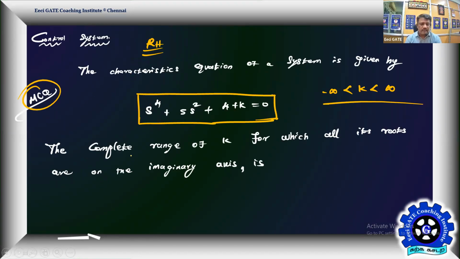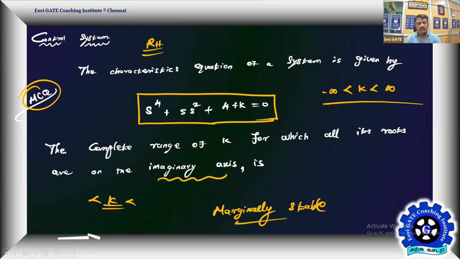What is that? The complete range of k for which all its roots are on the imaginary axis. That means the range of k has to make your system completely marginally stable. That's what it indirectly points to. Okay, so you might have been asked differently, but he's very direct. He's straight away saying keep the roots on the imaginary axis. All the roots, how many roots? 4 roots. All the 4 roots should be on the imaginary axis. That is the straightforward statement.